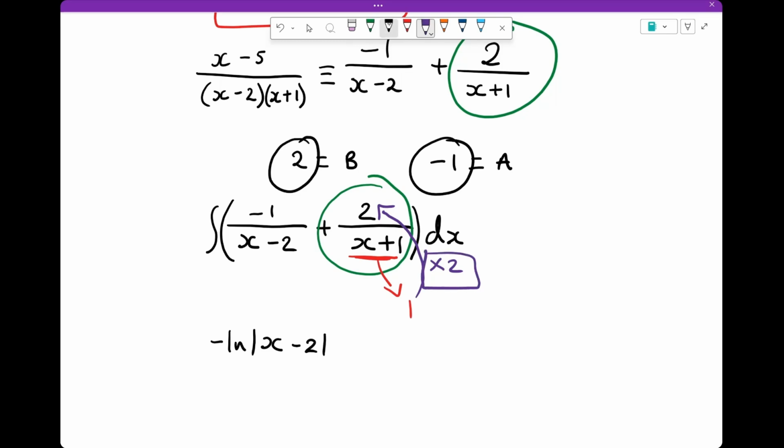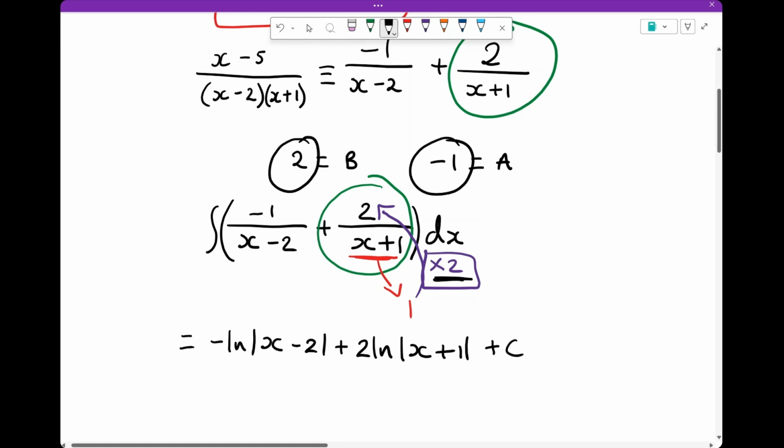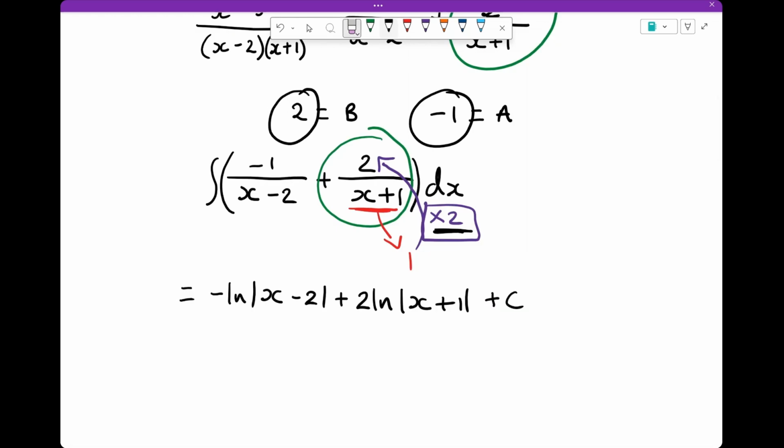So I would write the natural logarithm of our denominator x plus 1 in modulus symbols, but I'd have to multiply by positive 2. So I'm going to write a plus 2 in front like that. And then all I need to ensure is that I have a plus c out here, and we completed our integration. So what I now need to consider is how can I simplify my answer.